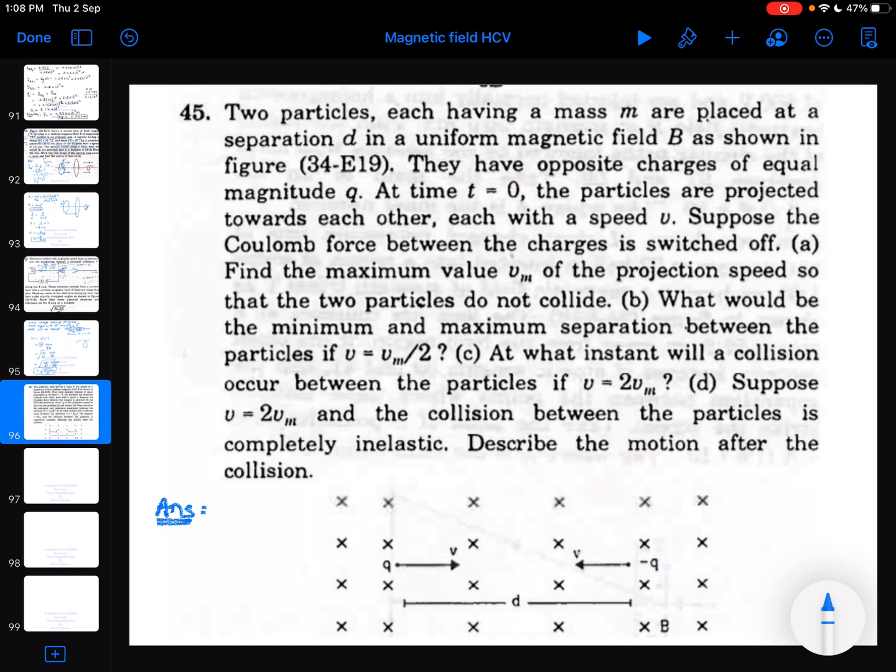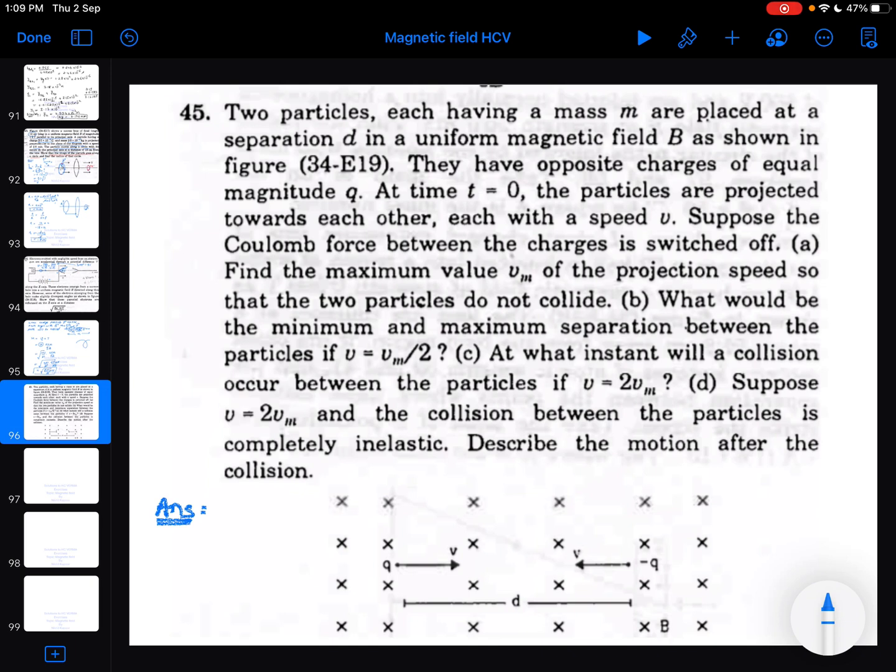Two particles each having mass m are placed at a separation d in a uniform magnetic field as shown in figure. They have opposite charges of equal magnitude q. At t equal to 0, the particles are projected toward each other with speed v. Suppose the Coulomb force between the charges is switched off.